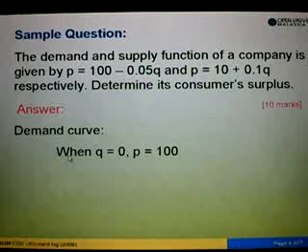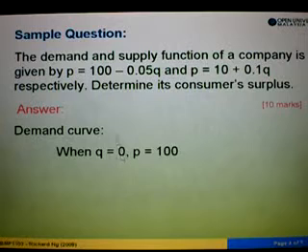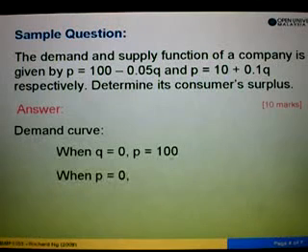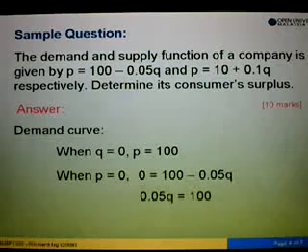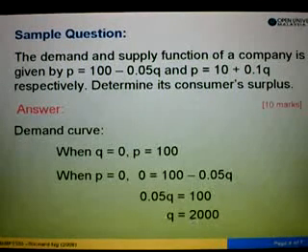We start off with Q equals 0. Q is the X axis. When Q equals 0, substitute into the demand function, so P equals 100 minus 0, so P equals 100. And then when P equals 0, P being the y-axis, substitute P with 0: 0 equals 100 minus 0.05Q. From here, shift the 0.05Q to the left, so we have 0.05Q equals 100. Therefore, Q equals 2000.